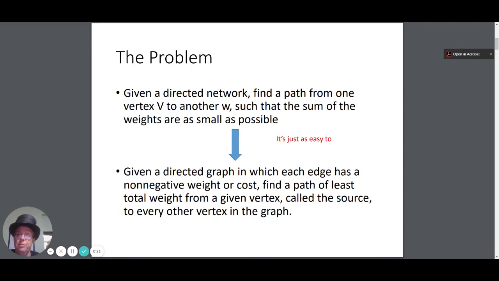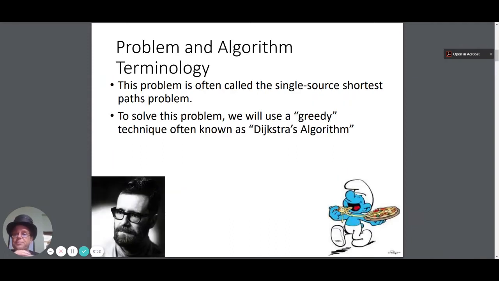And that's an important problem because we want to find the cheapest cost to get from a source to a destination. A lot of things like airline routing. Traveling in your car, you want to find the cheapest route to get somewhere. So it turns out it's just as easy to, given the directed graph in which each edge has a non-negative weight or cost, find a path of least total weight from a given vertex called the source to all the other vertices in the graph. So if you're going to find one, it's just as easy to find them all.